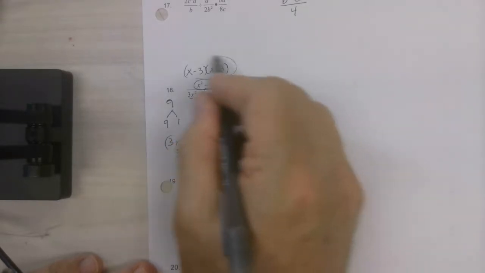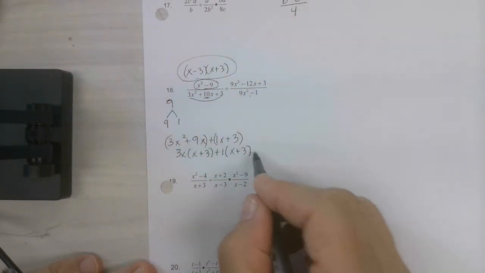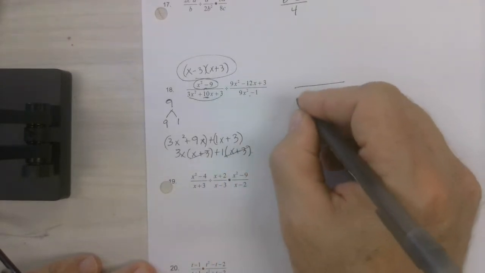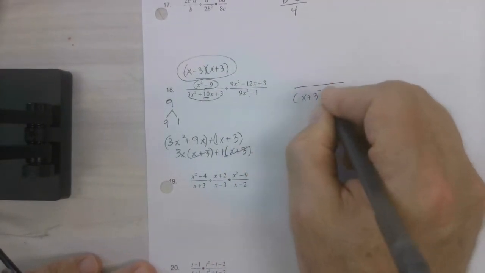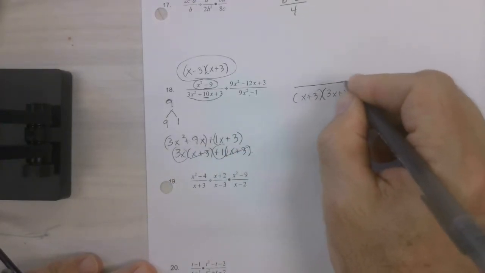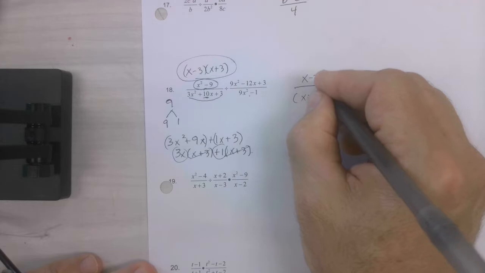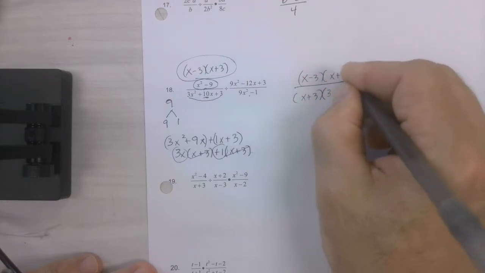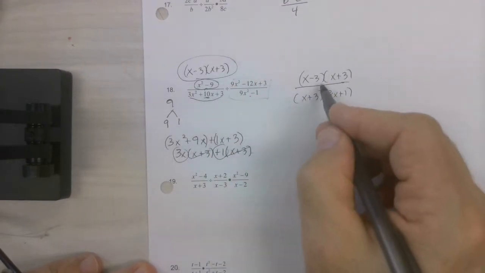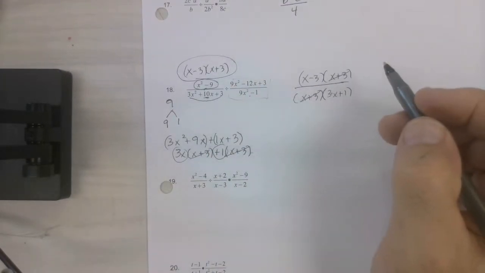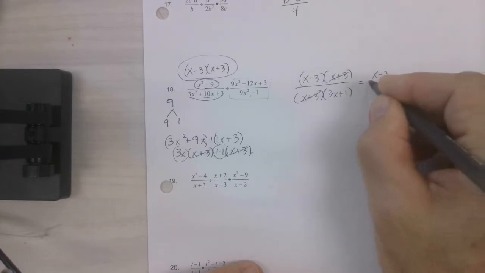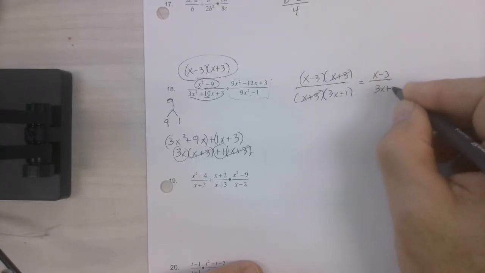And so this is from my top. This is my bottom. So here's my common match, that's x plus 3. What's left? 3x plus 1. I'm going to slide that over. And I'm going to take a look at this before I go over here, because I can see that I can cancel these out right now, so why wouldn't we? So that equals x minus 3 all over 3x plus 1.